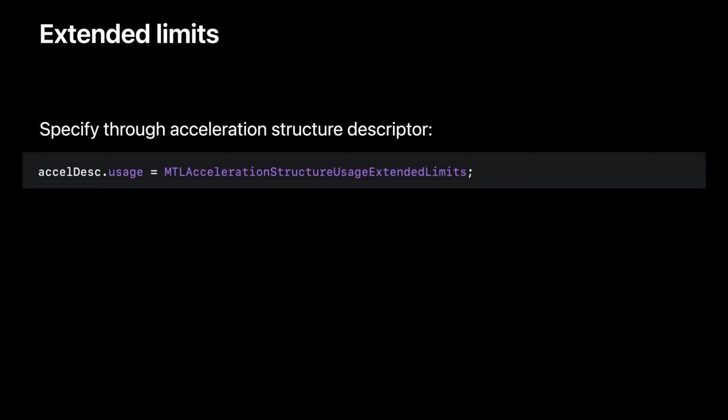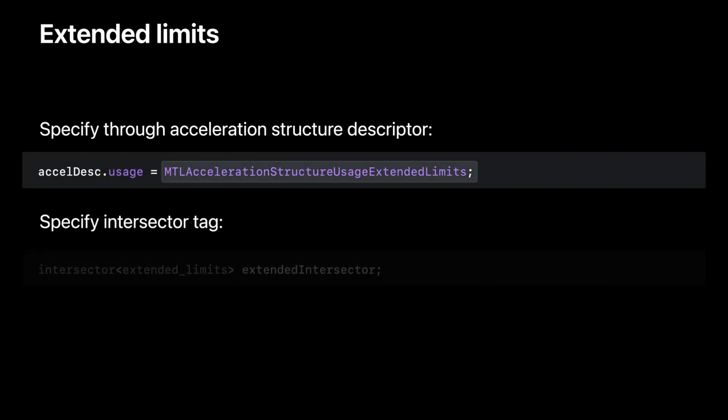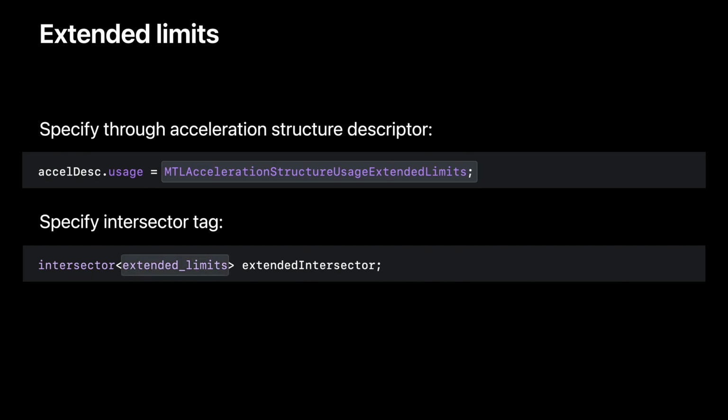To turn it on, you first specify extended limits mode when building your acceleration structures. Then, specify the extended limits tag on the intersector object in the shading language. And that's all you need to do to turn on extended limits.